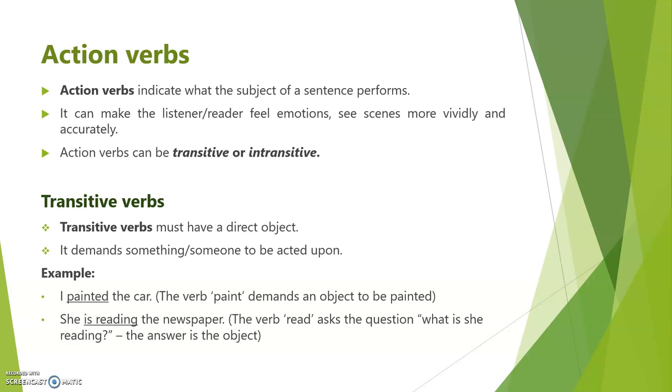Transitive verbs must have a direct object. It demands something or someone to be acted upon. Let's look at the examples. I painted the car. In this, the verb is paint and it demands an object to be painted. That is, it demands the car to be painted.